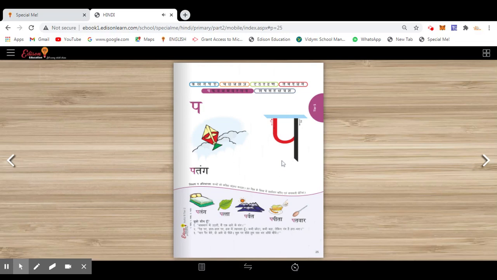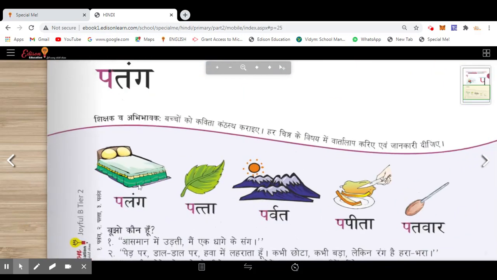Now look at the next व्यंजन. कौन सा व्यंजन है ये? व्यंजन प. प से पतंग. Now look at the next picture. प से पलंग. Next, प से पत्ता. Next, प से पर्वत. Next, प से पपीता. प से पतवार.